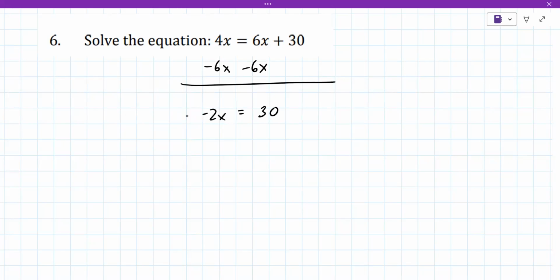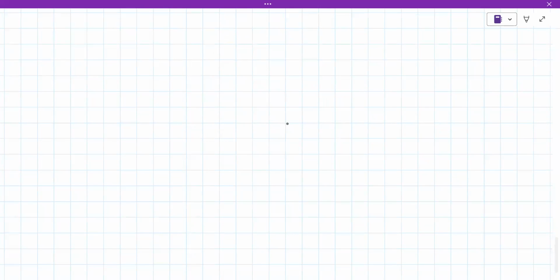Solving the equation means x is alone. It's the only thing. How do you undo this negative 2 in front? Yeah, you divide by negative 2. Okay. So what is the answer? x equals 15. Try again. Oh, negative 15. Yes. Okay. Good job on that. Let's make it slightly more complicated.